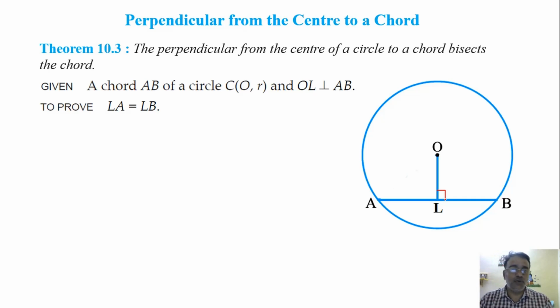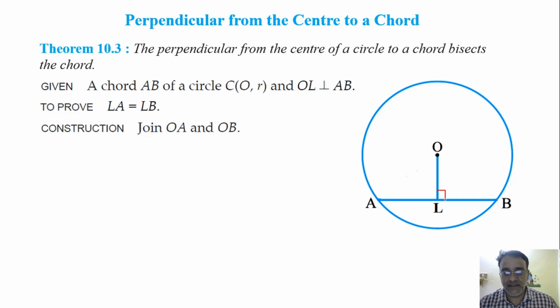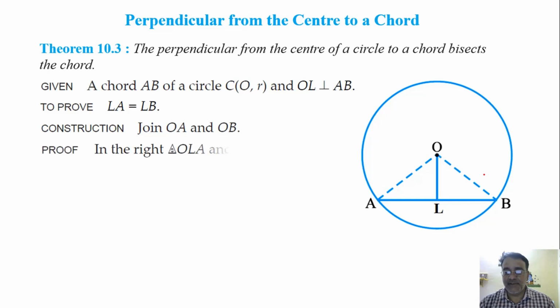Now here we have to do some construction. So what we are going to do is join OA, right? We joined OA and OB. This is clear? Yes, sir. Okay. Now we have to prove these two triangles congruent. So let us start by proving these two triangles congruent.